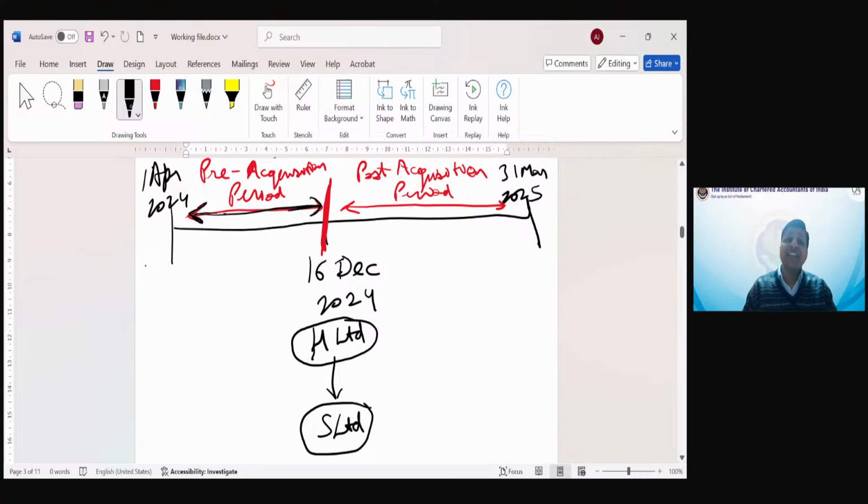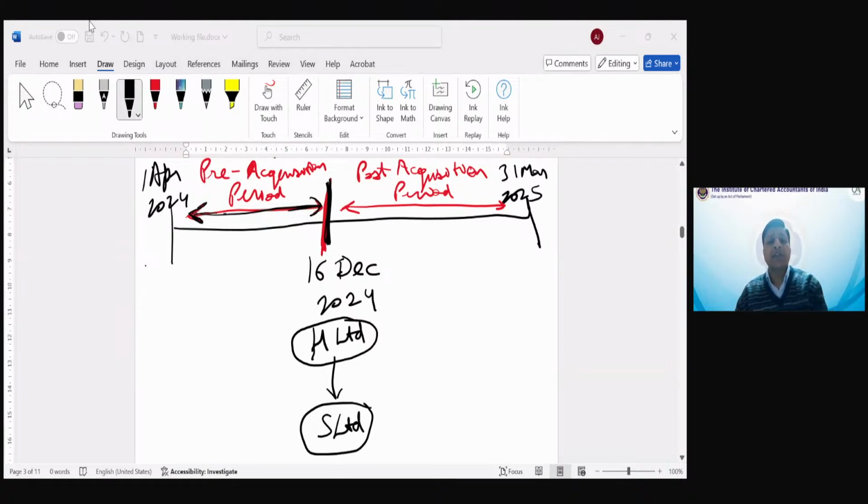And that everything will also include the profits which are earned up to this particular date. Yes or no? So any profits which S would have earned up to 16th of December, will they not be considered while agreeing on the payment to be received from H Limited? Tell me, will that not be a part of consideration?